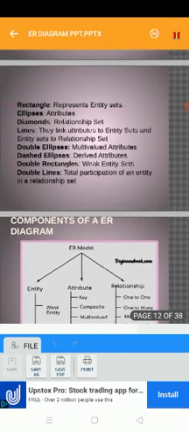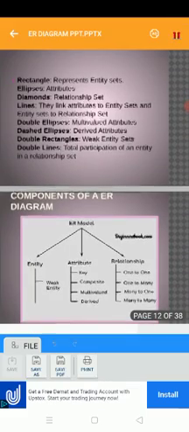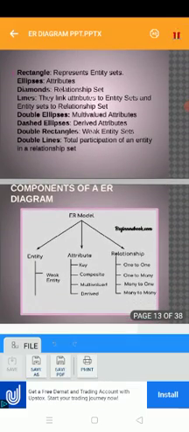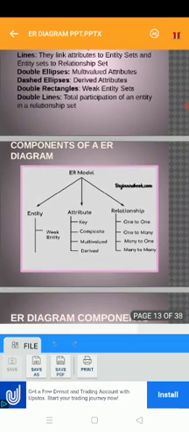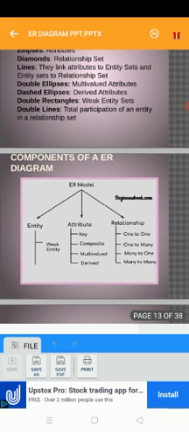Components of ER diagram. In the ER model, there are many components. First, entity, and there are two types of entities, strong entity and weak entity. Attributes: key attribute, composite attribute, multi-value attribute, derived attribute. There are many in attributes. Then relationship. Relationship is one-to-one, one-to-many, many-to-one, and many-to-many. These are the relationship types.